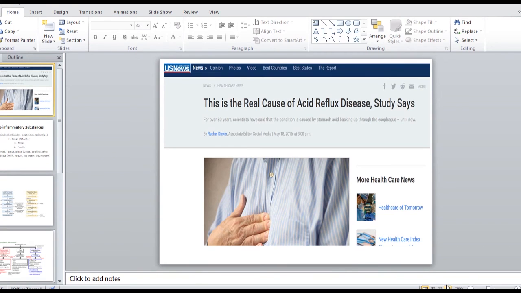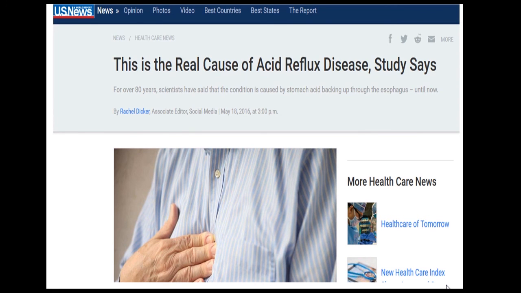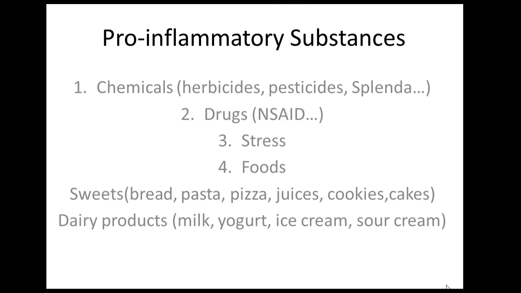Why can inflammation happen in the esophagus? You have to look in your whole life at the food that you eat and the drugs that you are taking. Is it possible that some kind of chemicals, herbicides, pesticides, Splenda, a very common problem in my practice, I see patients all the time, they have inflammation due to chemical substances. Drugs, look at the drugs that you are taking. See if any of them can create stress. Look at the foods that you are eating.